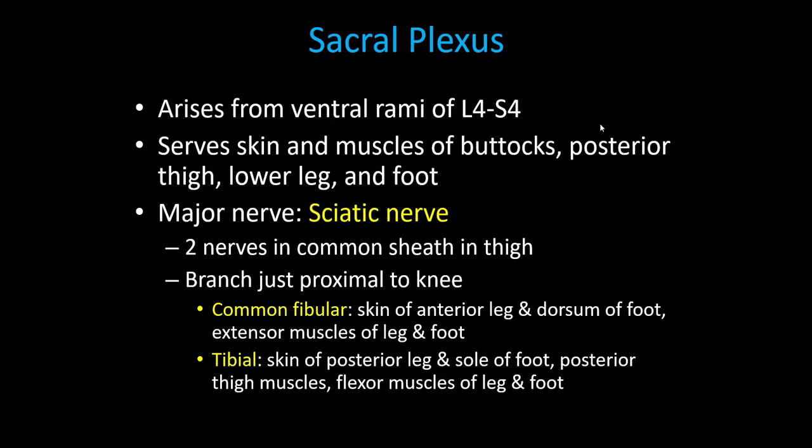So the common fibular nerve does the skin of the anterior leg and the top of our foot, the dorsum of our foot, as well as the extensor muscles that are in the leg that move the foot. And then the tibial nerve does the posterior leg and sole of foot skin, those posterior thigh muscles, so things like the hamstring muscles, and then the flexor muscles that we find in the leg. And those are some of the major nerves of the body.